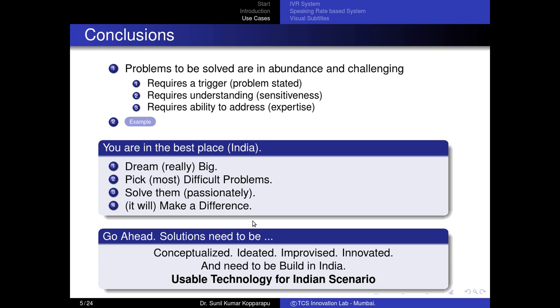Solutions need to be conceptualized, ideated, improvised, innovated, and built in India. Usable technology for the Indian scenario.